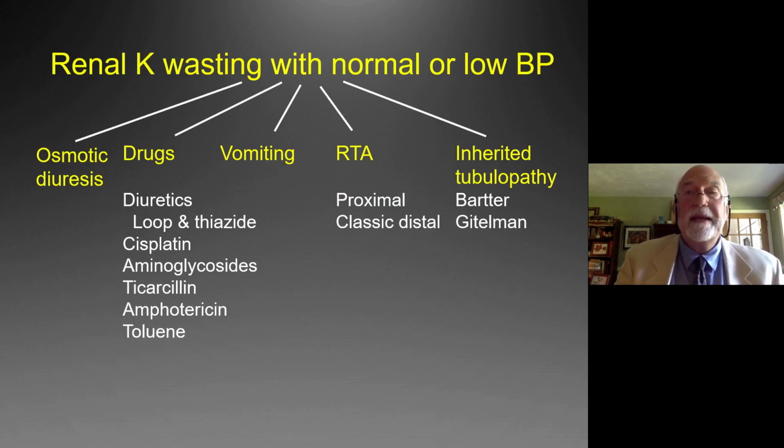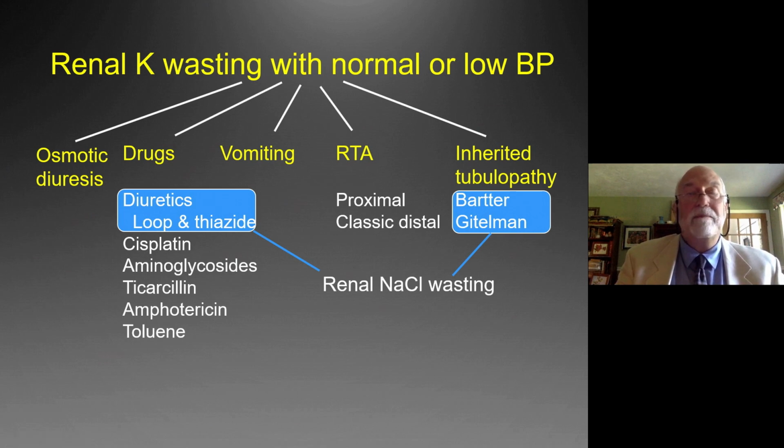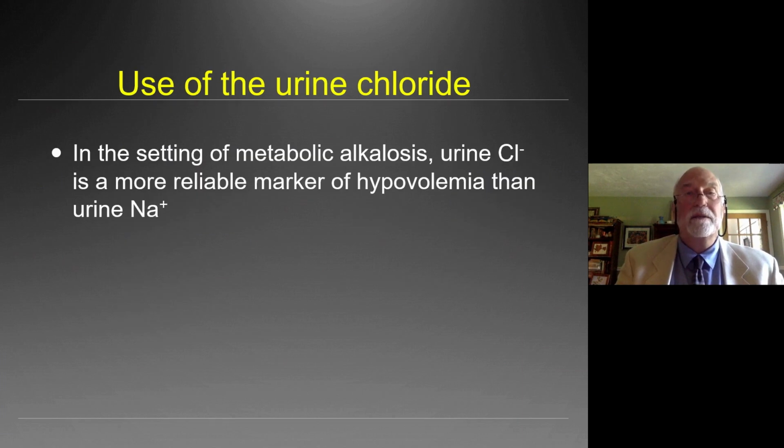What about low potassium and normal or low blood pressure? Well, here there's a variety of conditions: osmotic diuresis, drugs, vomiting, renal tubular acidosis, and inherited tubulopathies. These are the two most common ones that mimic each other, one through the use of drugs, and then the hereditary disorder that correlates with mutations in each of those transporters. Bartter's for the loop diuretics and Gitelman's for the distal tubule thiazide diuretics.